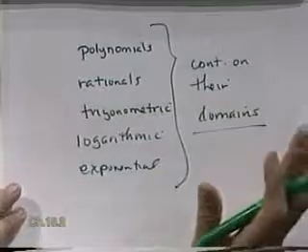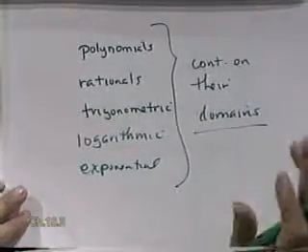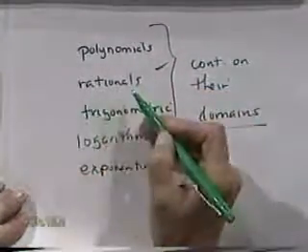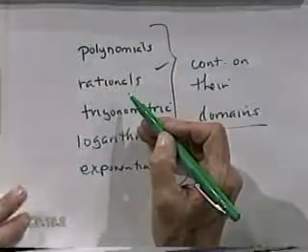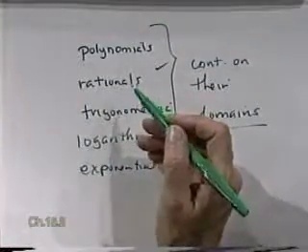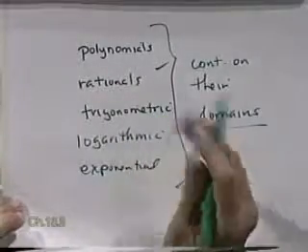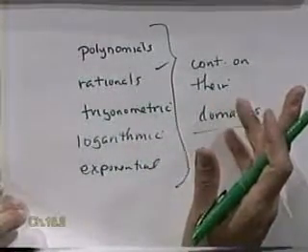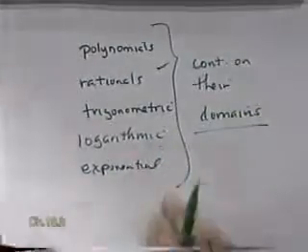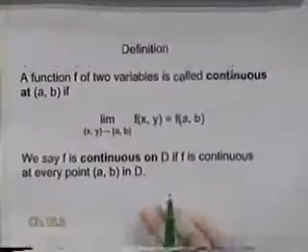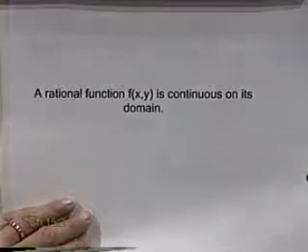In two-dimensional space, guess what? Same rules hold. If it's a polynomial, play plug-in. If it's a rational, if you can play plug-in, plug-in. But if you have 0 in your denominator, you might have to do some work. Trigonometric, the same thing. If you can play plug-in, go ahead. But if you get 0 over 0, time to do some work. Same thing with logarithmic and exponential. Okay, so let's evaluate some. A rational function is continuous on its domain. So are the polynomials, the trigonometric, the logarithmic, and the exponential.